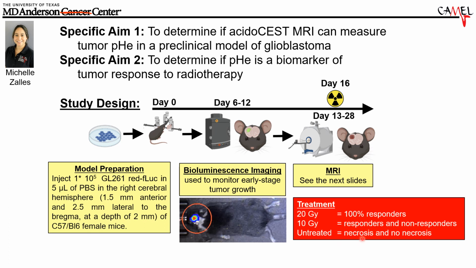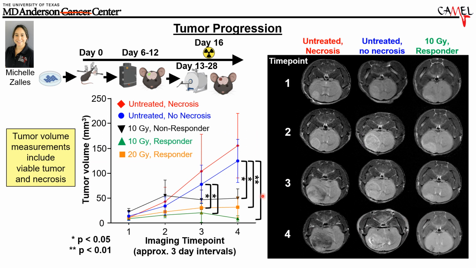Also, untreated mice occasionally have necrosis. They occasionally have no necrosis. So you have so-called responders and non-responders in an untreated group as well. So if we were to look at the tumor growth, certainly those mice that responded to therapy had smaller tumors relative to untreated mice. In this data, we are including necrosis in the tumor volume measurement.